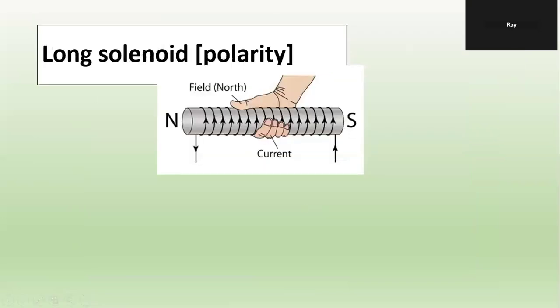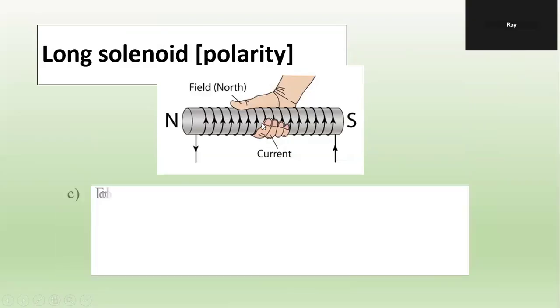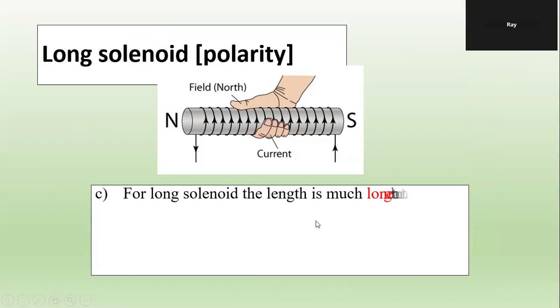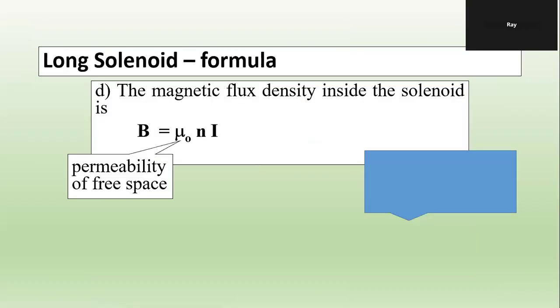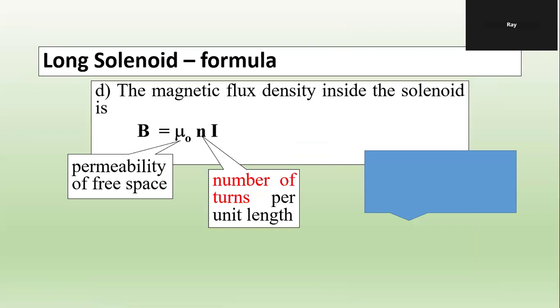Okay, polarity. How do we get the polarity? Yeah, fingers. For a long solenoid, the length is much longer than the diameter of the solenoid. The field is uniform near the center of the solenoid. Okay, that's the diameter of the solenoid. That's the length of the solenoid. As I said, don't worry about the formula. No more required.